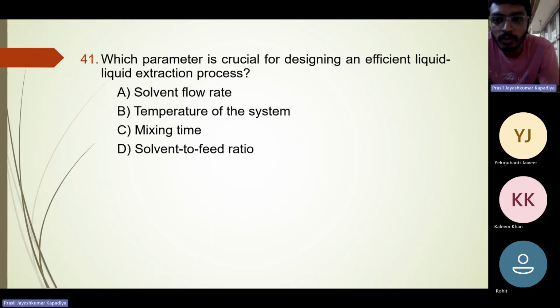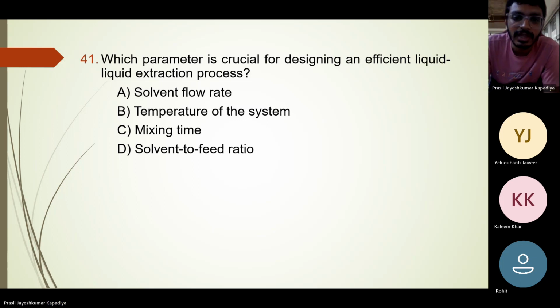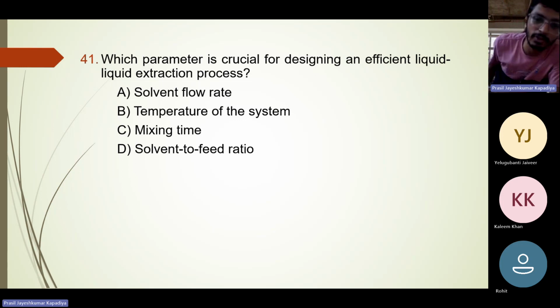Which parameter is crucial for designing an efficient liquid-liquid extraction process? Solvent to feed ratio. Okay. Solvent to feed ratio, or it can also be solvent flow rate. Both are dependent, I guess. Solvent to feed ratio also and solvent flow rate also. And in a way, we are setting solvent flow rate, right?